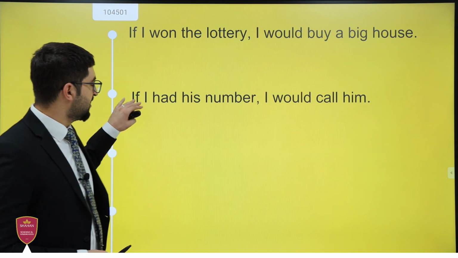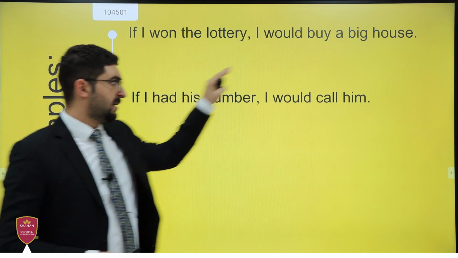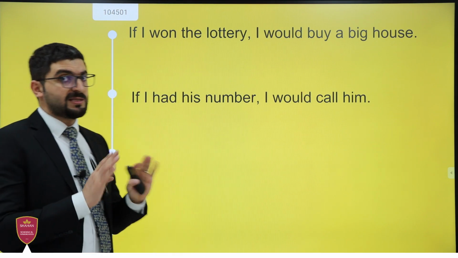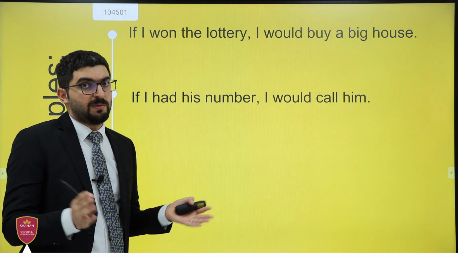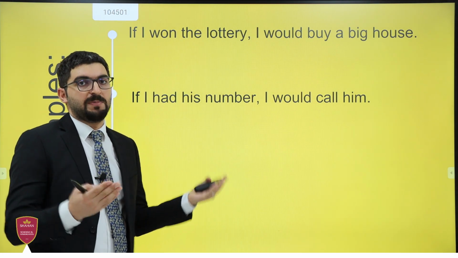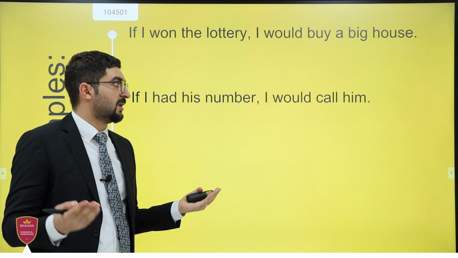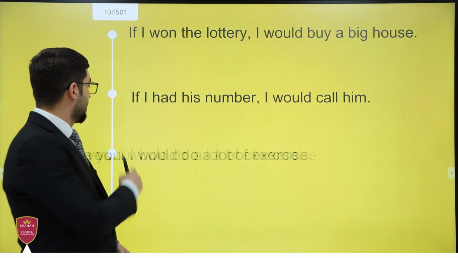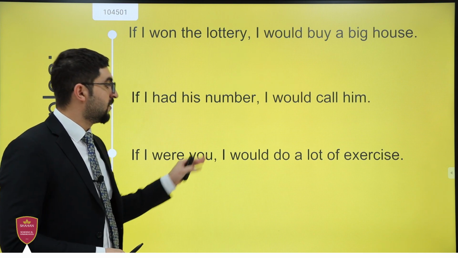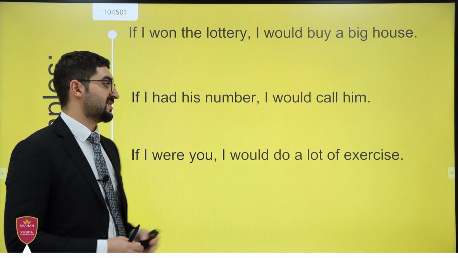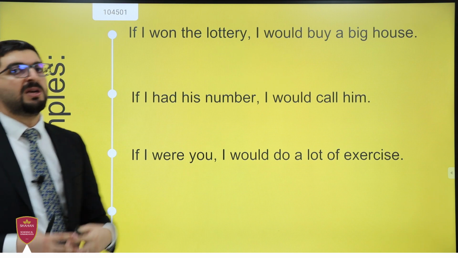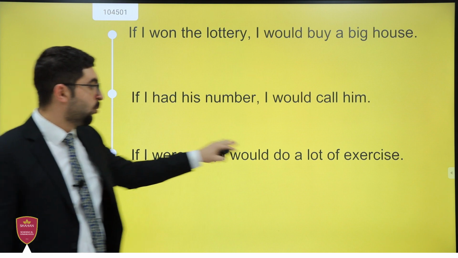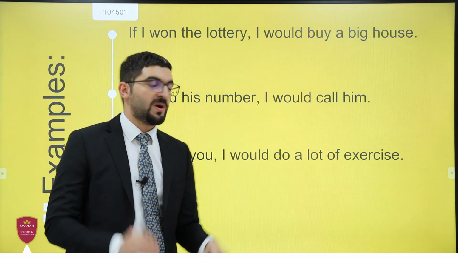Okay, so look at this sentence too, past simple and would plus infinitive. Okay, but it's like it's not truth. Maybe it's not going to happen. Okay, not going to be true. Maybe I would not call him. Okay, the third example: if I were you, I would do a lot of exercises. For example, this is past simple and would plus infinitive too as well.